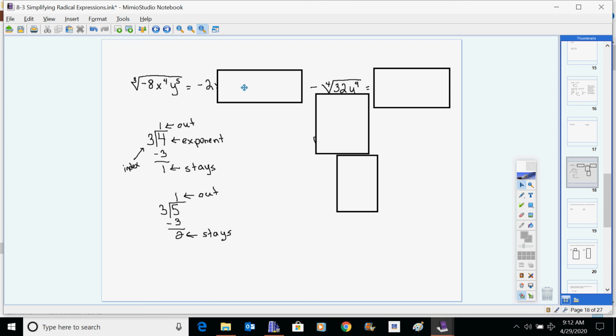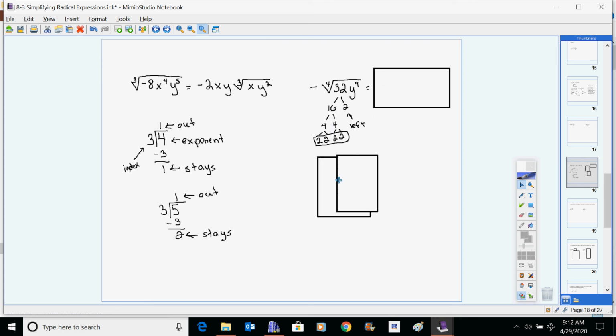It doesn't always have to be a 1. So 1x came out, 1y came out. 1x remained under, and 2 y's remained under. This one's going to be a negative out front.